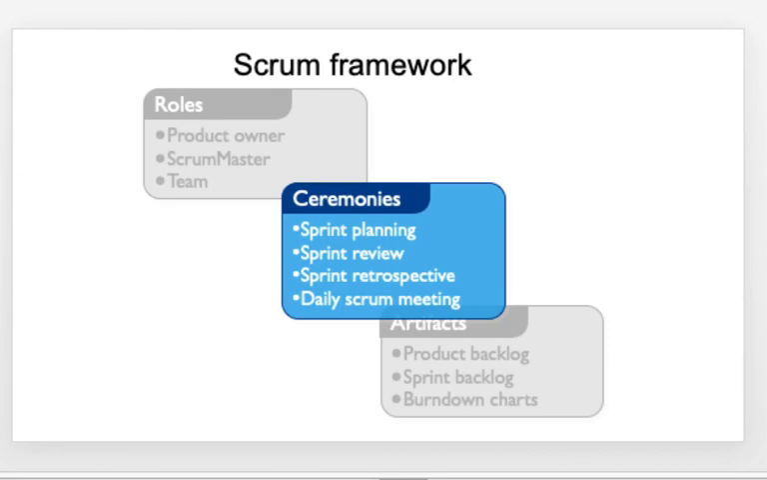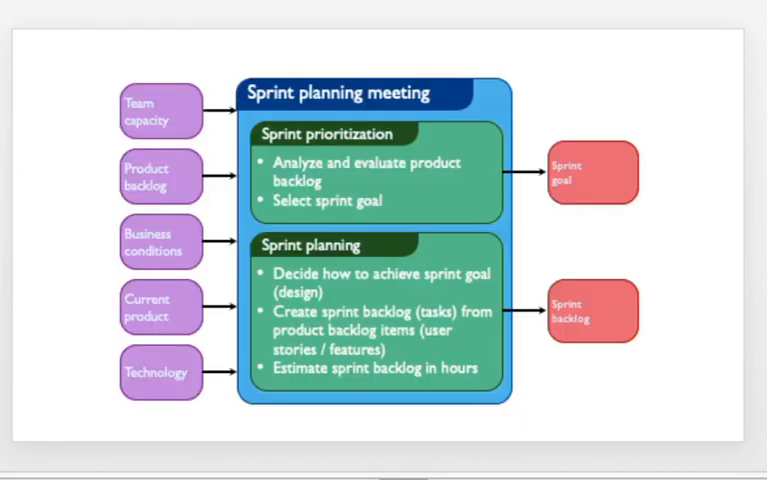Now, coming to the ceremonies, namely the sprint planning, review, retrospective, and daily Scrum meeting. If you look into the sprint planning meeting, as the term indicates, it's a planning meeting which needs to be organized, and people walking into the meeting need to do some kind of homework before they go for the meeting. So before you go for the meeting, you decide on the team capacity, the product backlog, the business conditions, the current product, the technology, and so on.